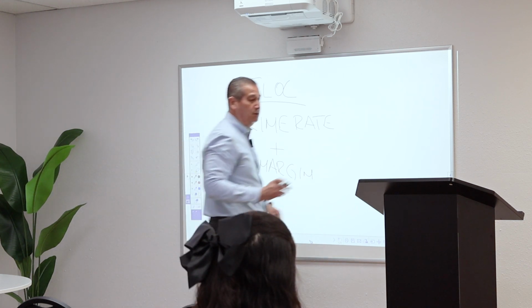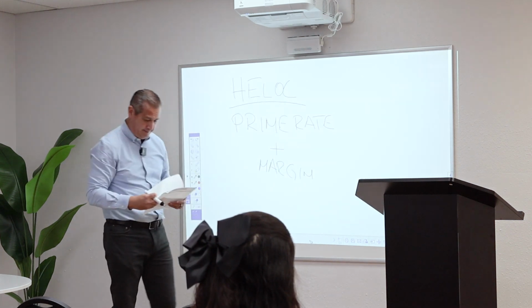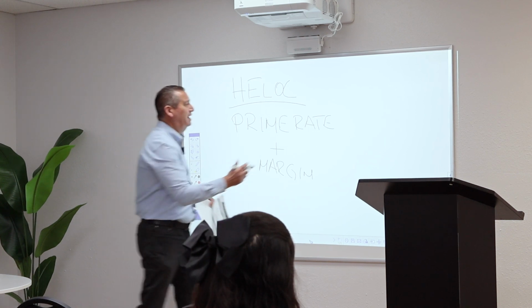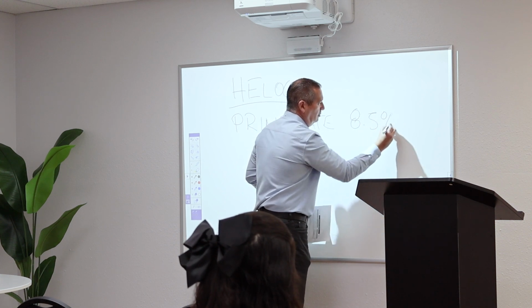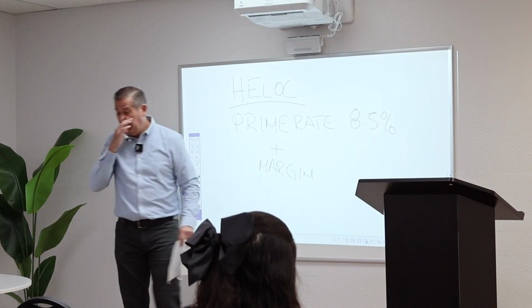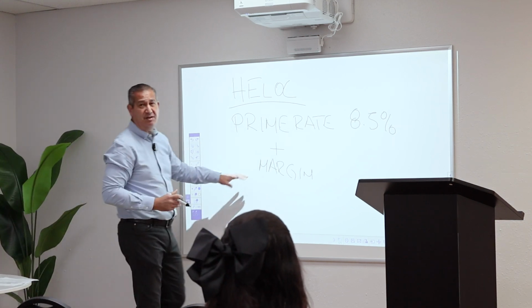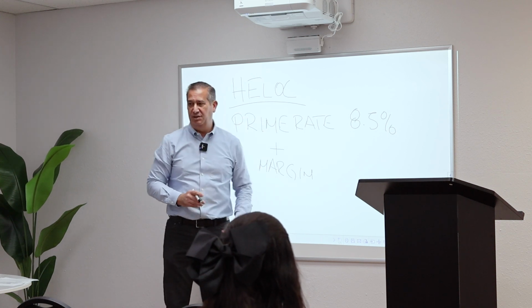Right now, the prime rate is at 8.5. So you can imagine that if you're doing a HELOC, the interest rate right now is going to be probably higher than 10%. Probably higher than 10%. The prime rate plus the margin.